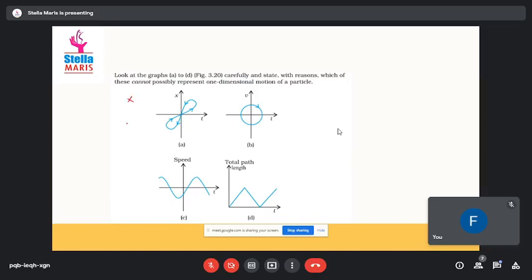Okay, not a one-dimensional motion. The reason? Because it rotates twice, sir. What? Twice it's coming, sir. No, I couldn't get you. Sorry.